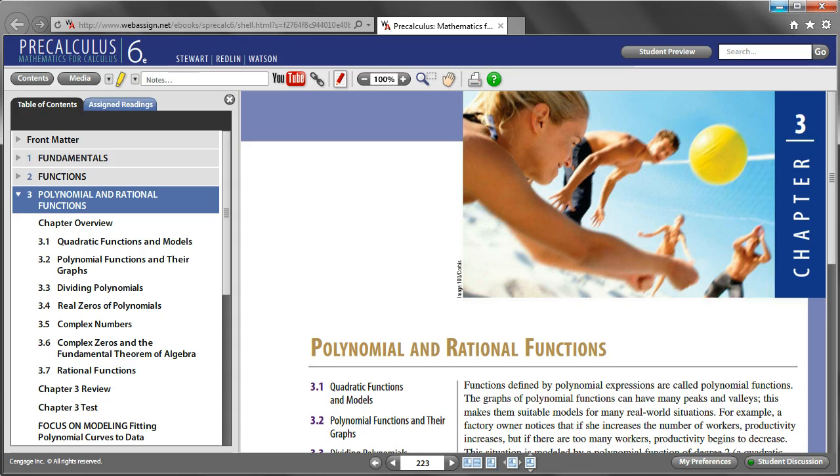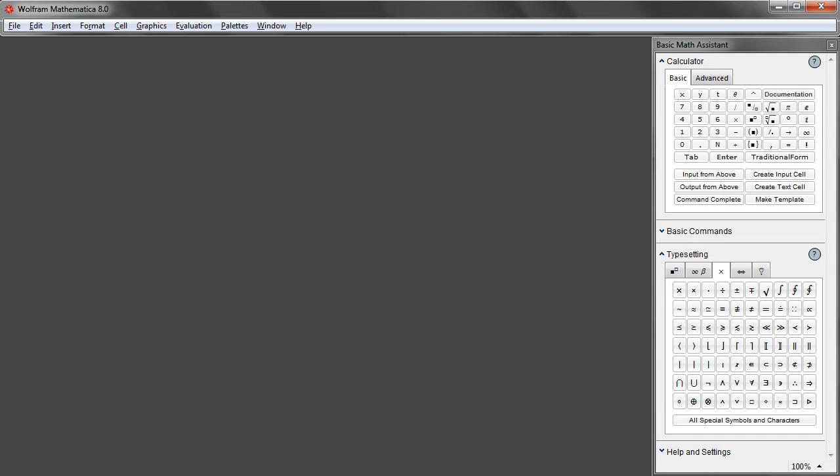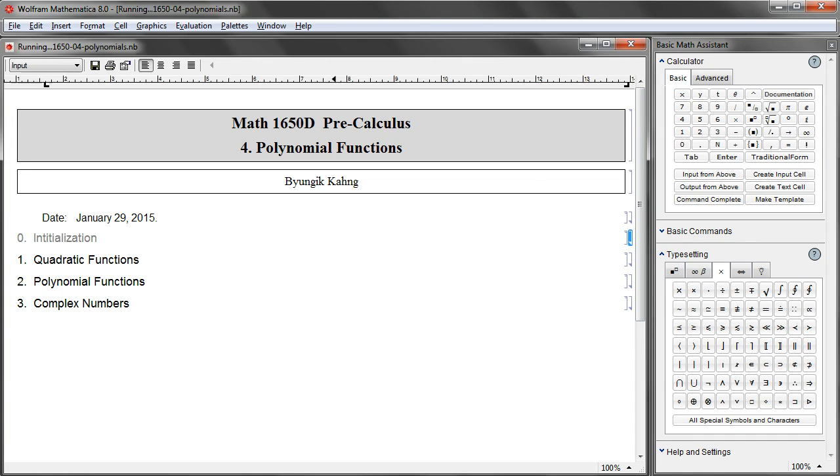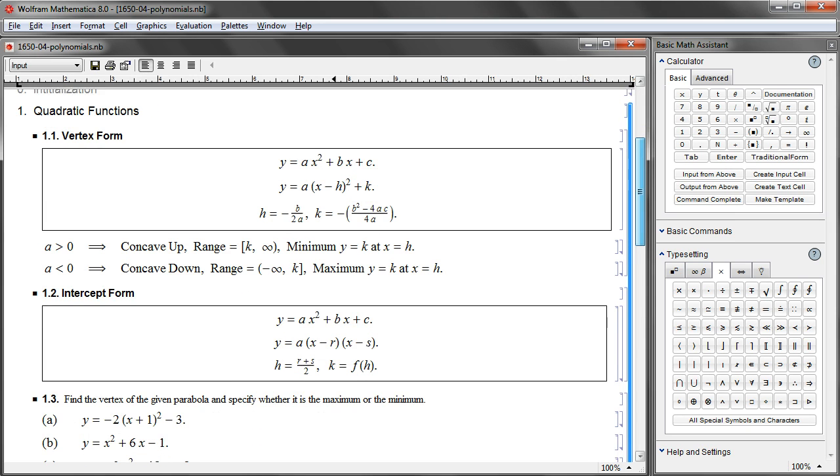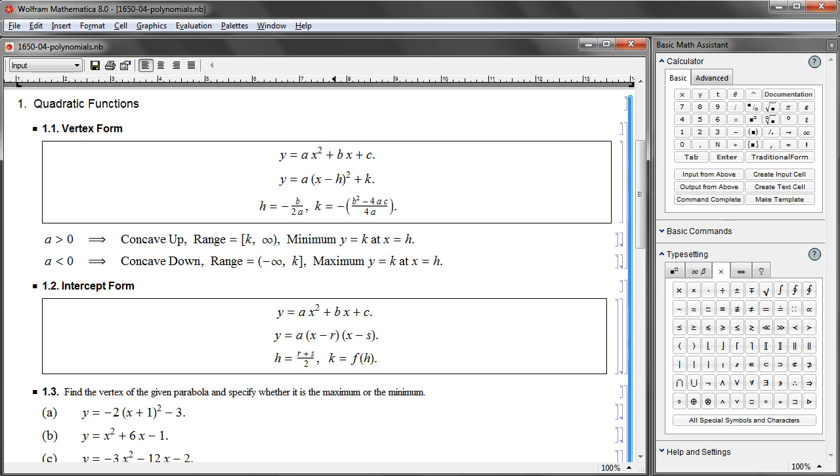Okay, let's begin, and the easiest example here, the simplest, will be quadratic functions, and let's use our Mathematica notebook here and initialize it. Let's begin. This is really a skeleton version of section 3.1. The most important topic on quadratic functions, well, that's vertex form.